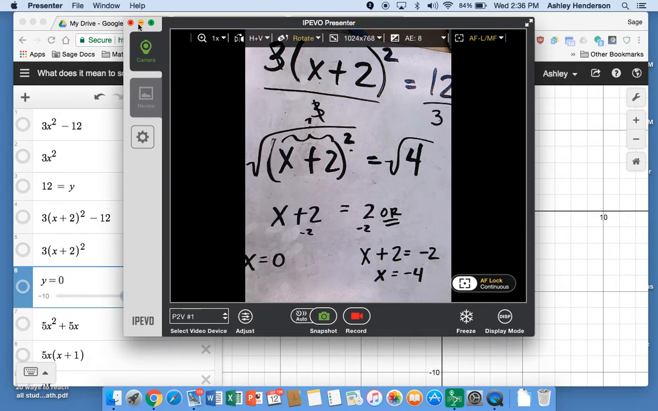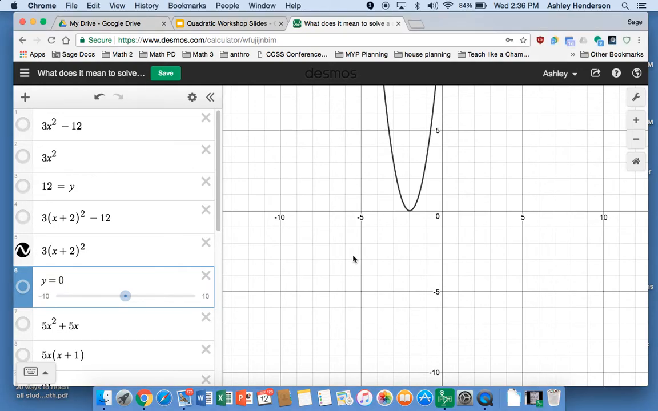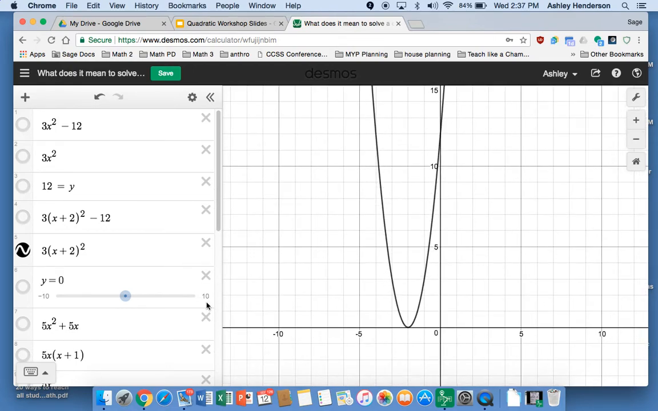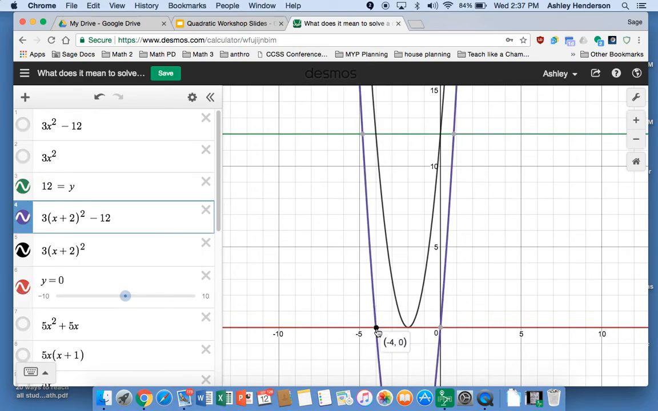So let's look at it again graphically. If we had this function right here, and we said, where does this equal 12? Well, it equals 12 here at negative 4, and it equals 12 here at 0. But I can also say, if I have this quadratic, which would be 3 times the quantity x plus 2 squared minus 12 equals 0 instead, well, where did those intersect? Well, look.